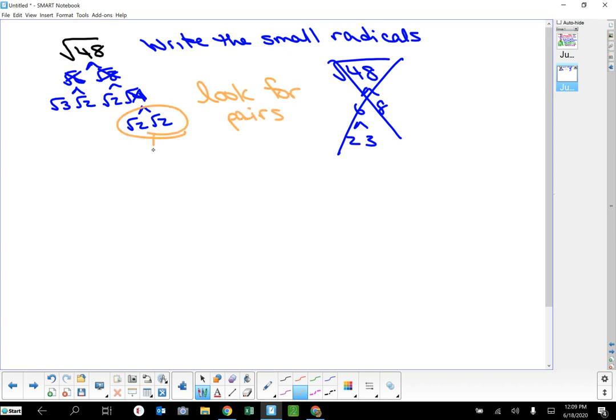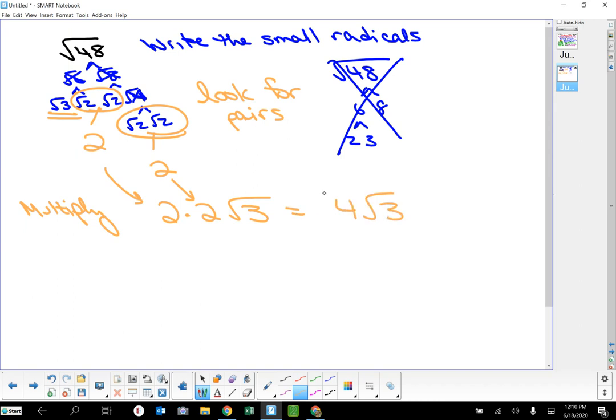And so I have a pair here that becomes a 2. I have another pair of 2s here that become another 2. And so I want you to think factor trees mean you're multiplying, right? So we're going to take any number that comes out of the radical and multiply them together. And then anything that stays underneath the radical, if you had more than one of them, they would also get multiplied together. So this is equal to 4 radical 3. Okay.